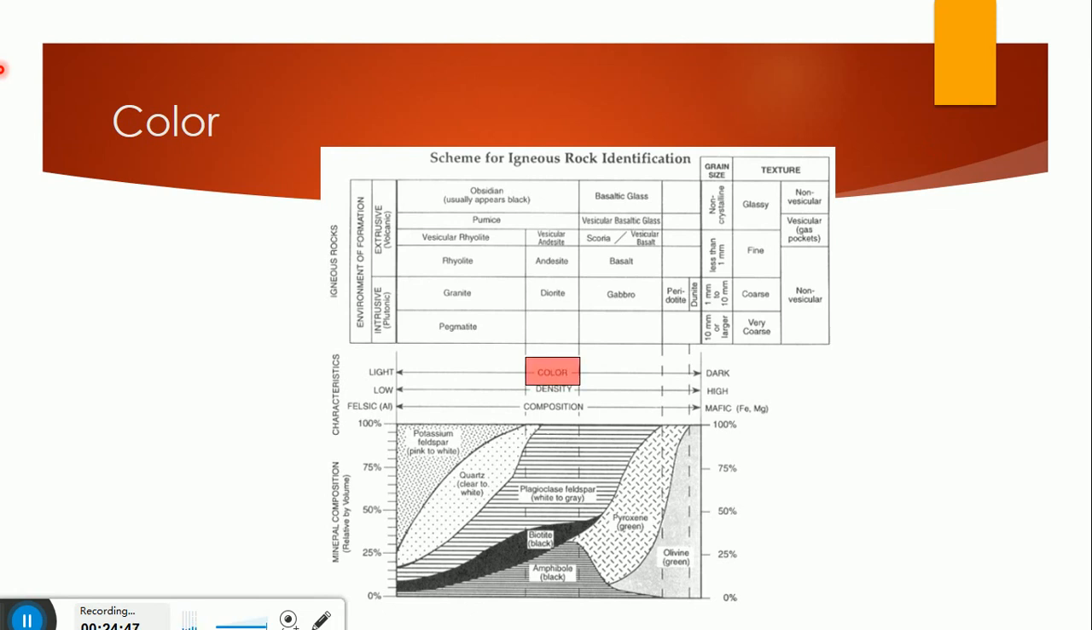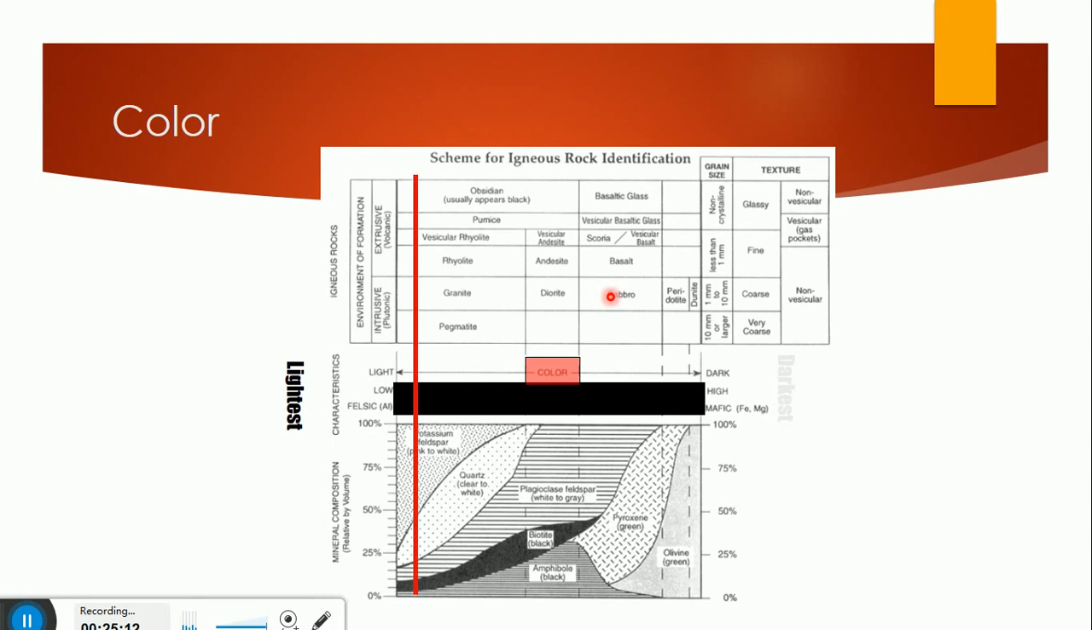Light color is shown by the felsic, and dark color is shown by the mafic. Lightest one here, darkest one there. Very light are the pegmatite, granite, and rhyolite. These are felsic and very light. And here the gabbro, and the rock composition of potassium feldspar, quartz, clear to white, and plagioclase feldspar, biotite, black, amphibole, black are present.